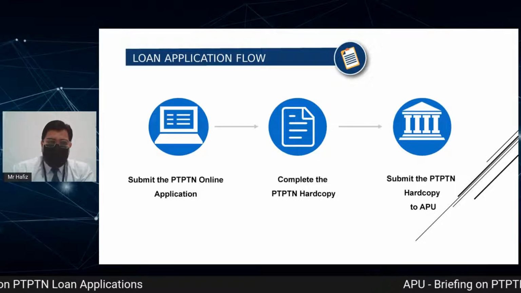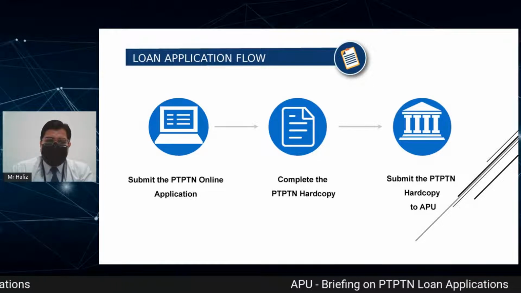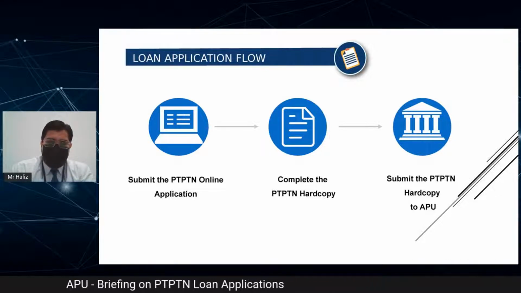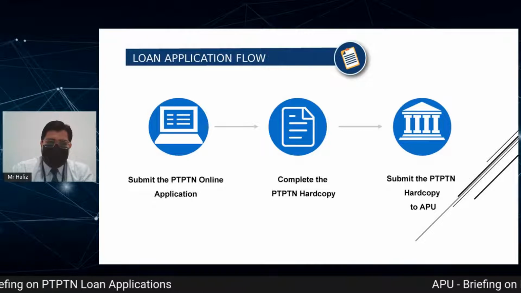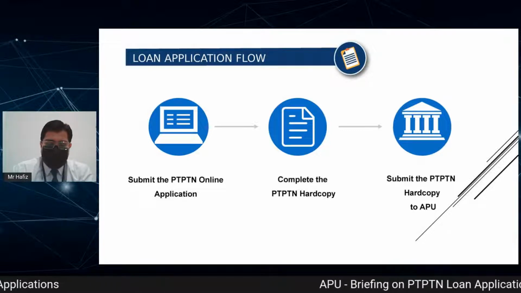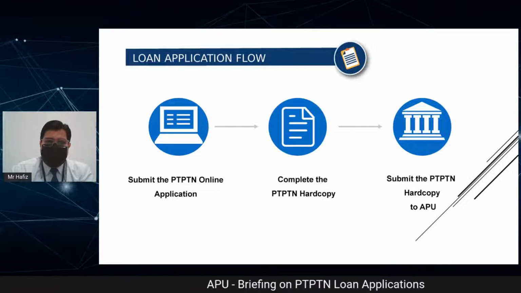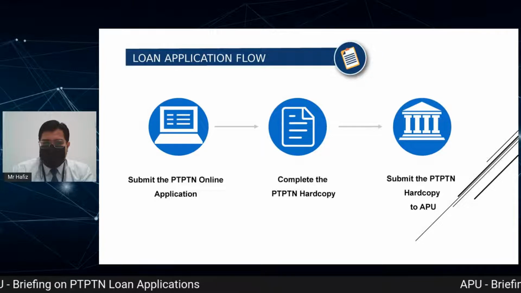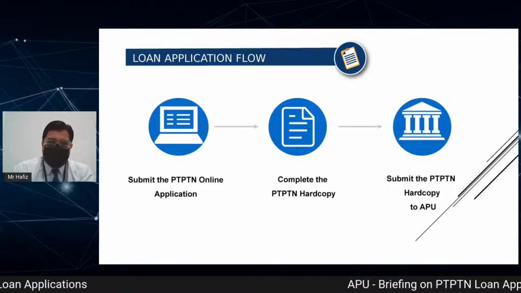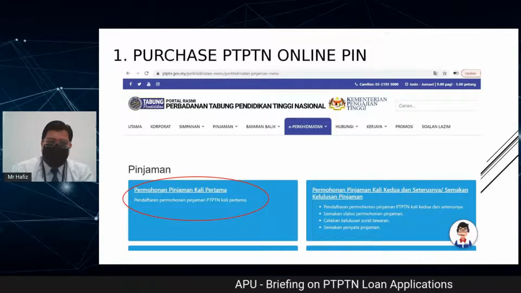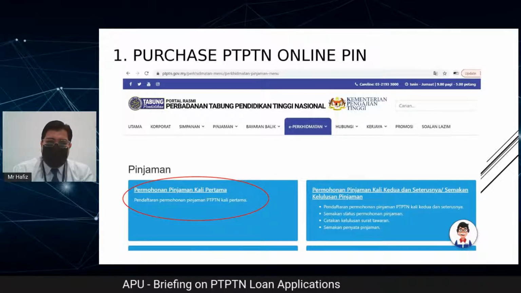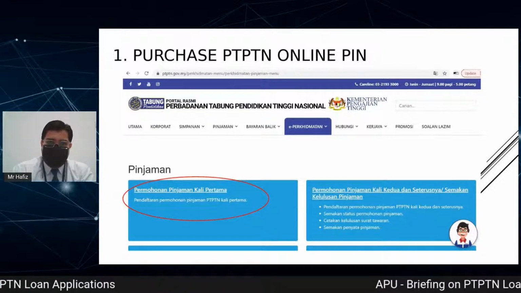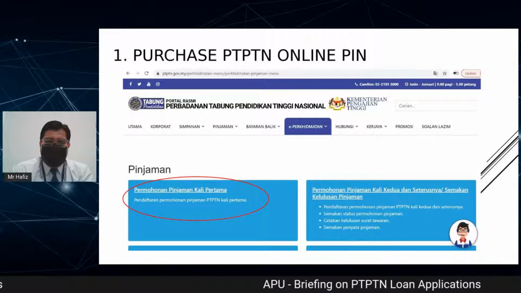So next, we go to the loan application flow. So how is the process to apply for the PTPTN loan? Basically, for the loan application, students just need to submit the PTPTN online application, and then they will need to submit the PTPTN hard copy. And then once they have completed the loan hard copy, they just need to hand it in to APU or any PTPTN office. Okay, so we go to the first step, which is the PTPTN online application. Before you proceed with the PTPTN online application, you are required to purchase a PTPTN online PIN.